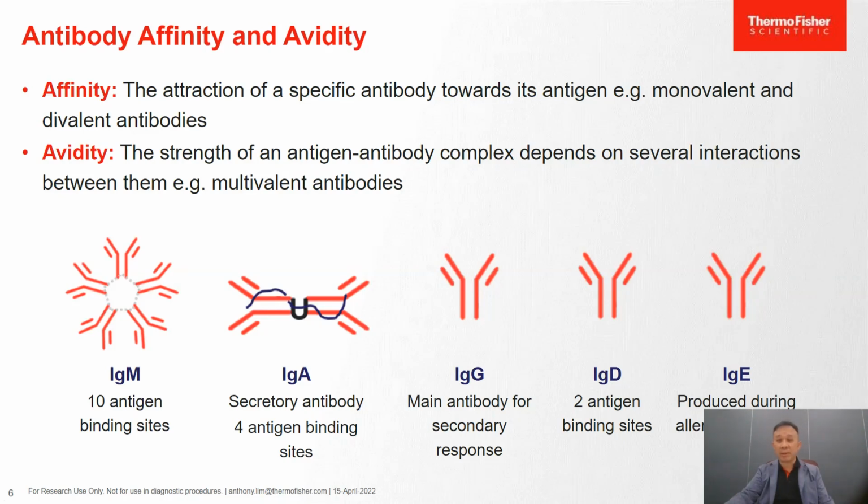Here shows some of the monomeric or divalent antibodies, including the IgG, IgD, as well as the IgE. There are also the multivalent antibodies, which include the IgM, as well as the IgA.